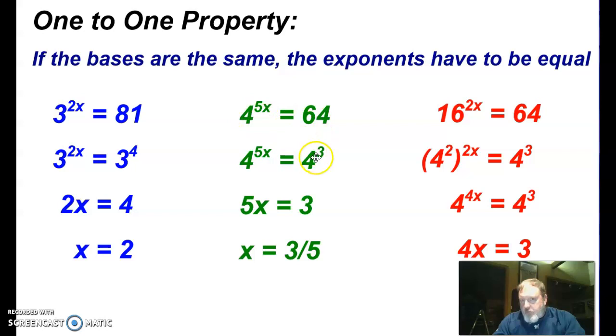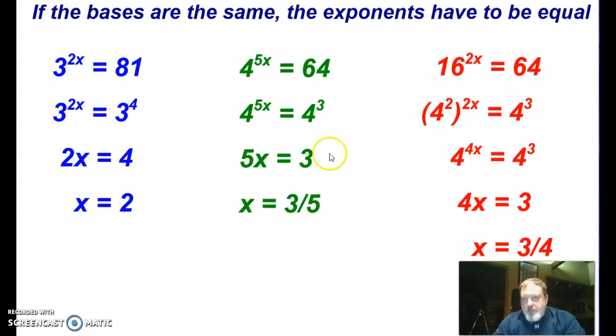64 I can write as 4 to the third. So now again, the bases are the same, 5x equals 3, and we can divide to get 3/5. And the last one here, I can't write 64 as a power of 16. I can, but I get a fraction. But both of these are powers of 4. So 16 is 4 squared. 64 is 4 to the third. We did the power property the other day with exponents, so we multiply these here. 4 to the 4x equals 4 to the third. So 4x is 3, and thus x is 3/4.